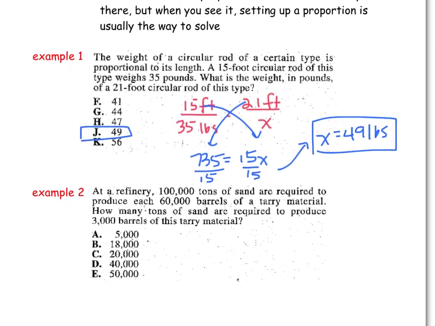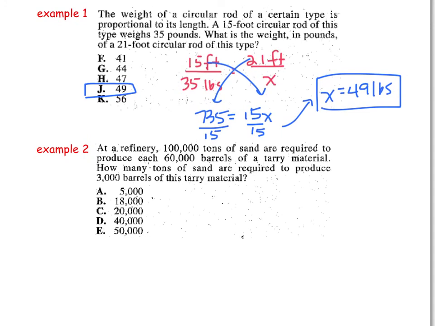All right, there's another example here that I wanted to talk about because, again, you see a relation exists. And again, this one doesn't say the word proportion, so this one you might have to just think about it. I see that there's a relation in which one thing happening causes this to happen. If this other thing happens, what do you know about the second part? So, looking at this particular problem, you've got a refinery: 100,000 tons of sand are required to produce each 60,000 barrels of tarry material. So that first relation, you've got 100,000 tons of sand makes 60,000 barrels of tarry material. How many tons of sand are required to produce 3,000 barrels?